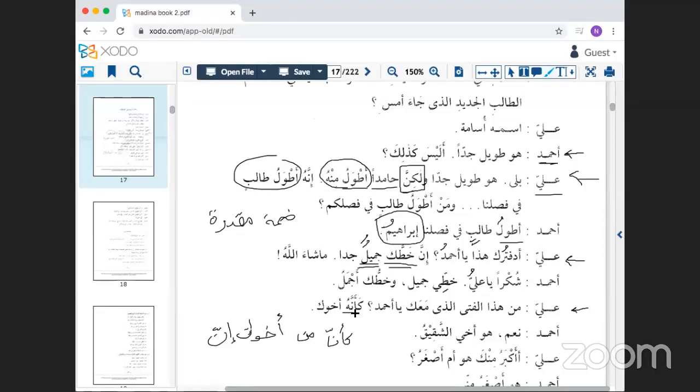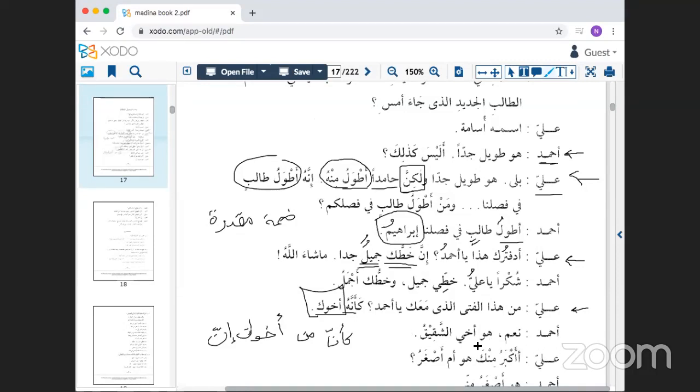So where is the خبر كأن؟ أخوك. أيوة، أخوك. And this is a small indication that أخو, the علامة, this is مرفوع and the واو is the sign of it being مرفوع, and you'll get more information on that later on inshallah.